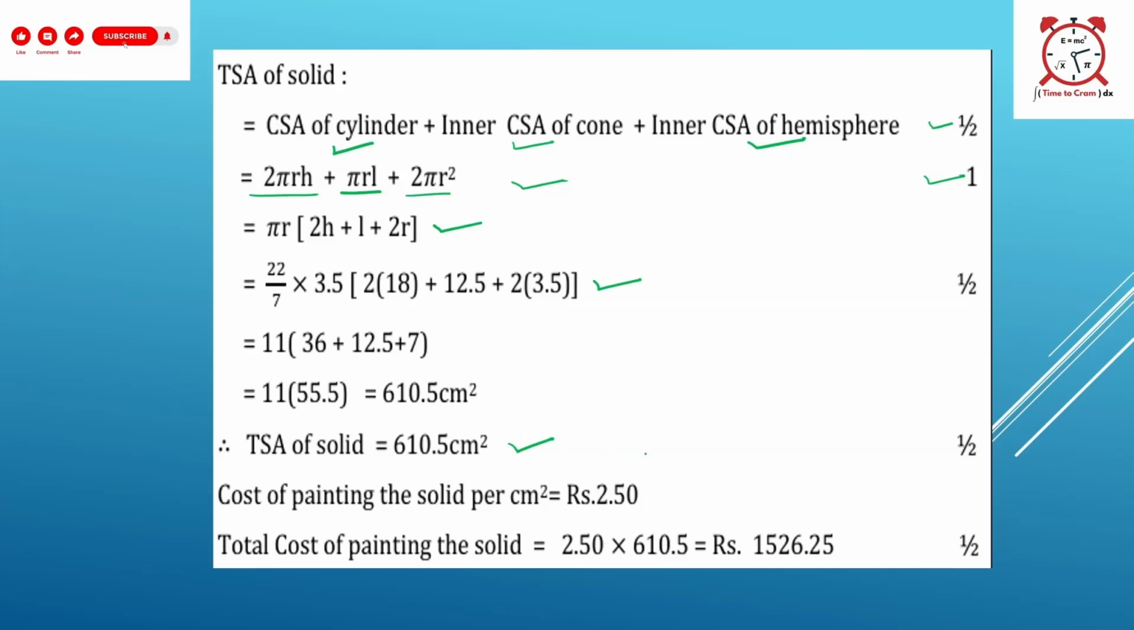Now second answer, the cost of painting the solid per centimeter square. The cost is given as rupees 2.50, means rupees 2 and 50 paise. So we have to find the total cost of painting the solid. So after multiplying we will get the total cost as rupees 1526.25. So this is the second answer of the question.